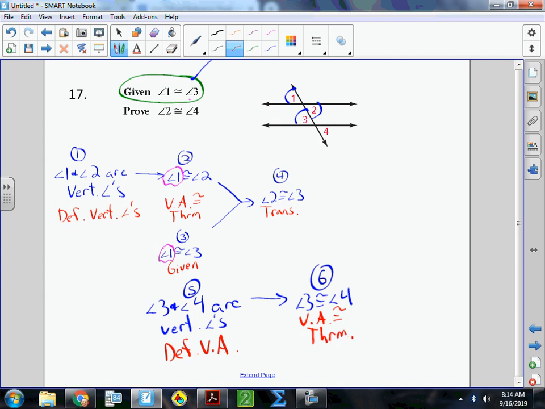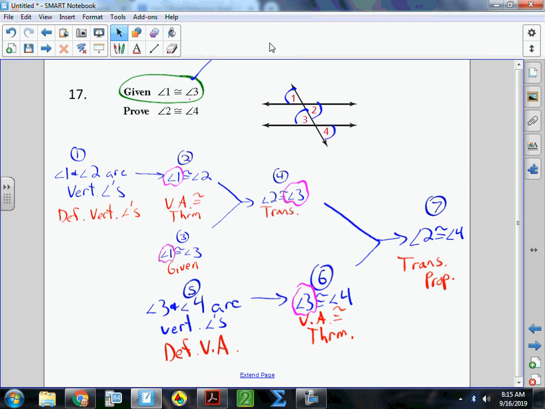And now I can use transitive again because I have angle 3 inside each of these separate statements. So angle 2 is going to be congruent to angle 4 using the transitive property, and I'm finished with the proof. I've proved that angle 1 and angle 2 are congruent, angle 2 and angle 3 are congruent, and eventually angle 2 and angle 4 are congruent.